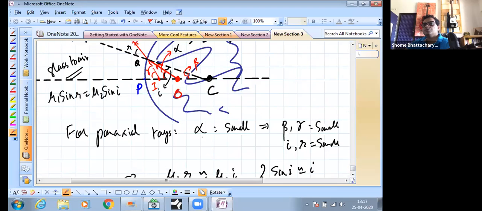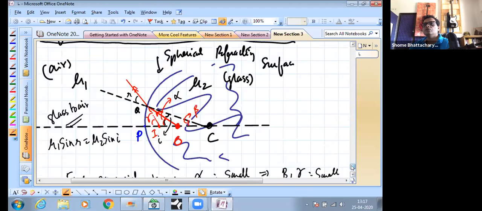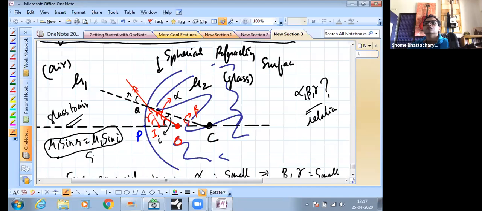So I'd like you people to try and proceed from here yourself. I'll be putting up the equations in just a minute. But just see from here how we can proceed, and we want a relationship between alpha, beta and gamma. We want the relation between them. So for the relation we have Snell's law, which I've just told you, with the small angle approximation. These are the fundamentals we are using.